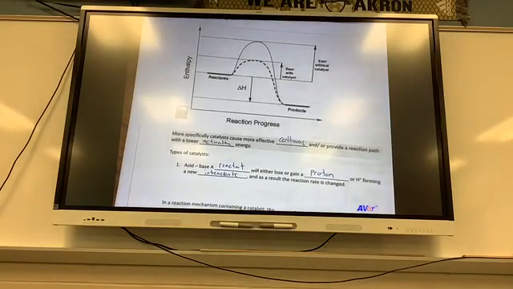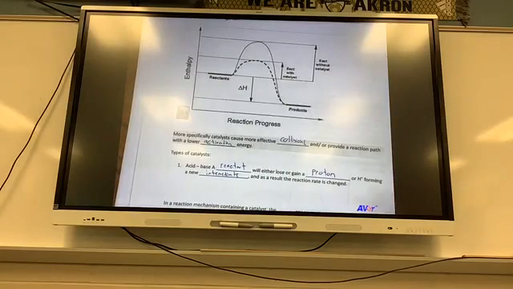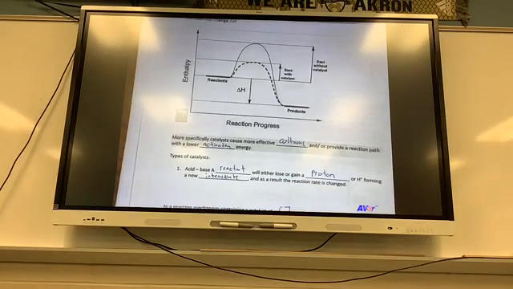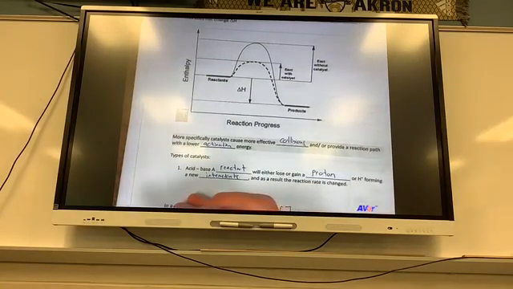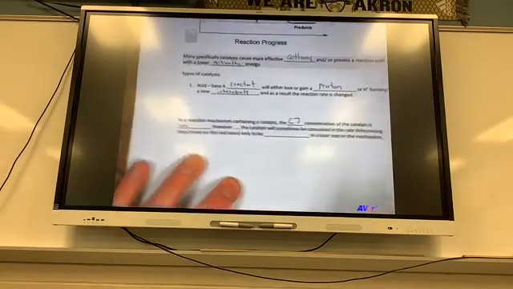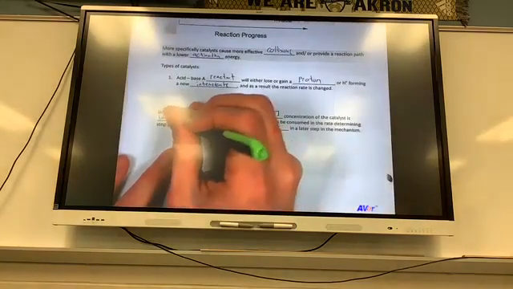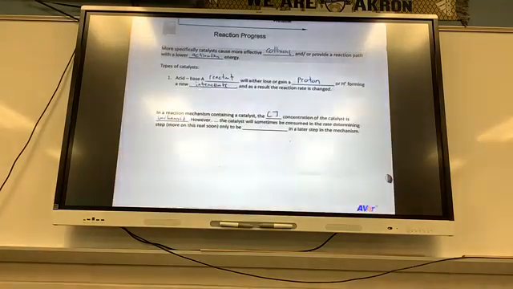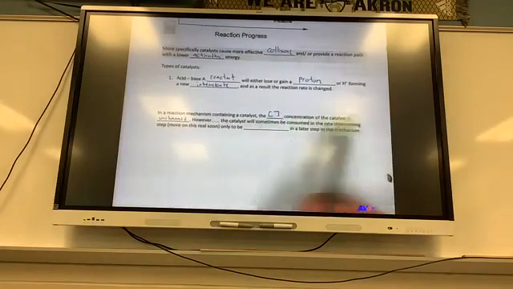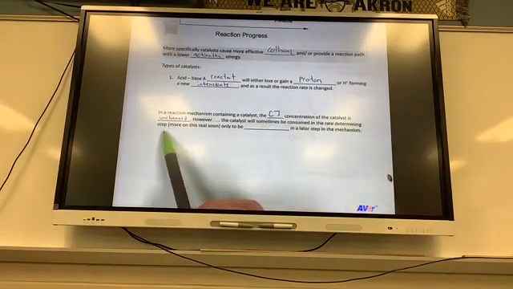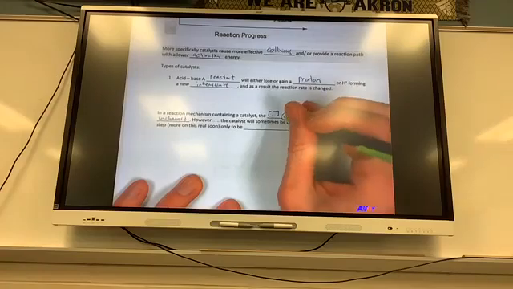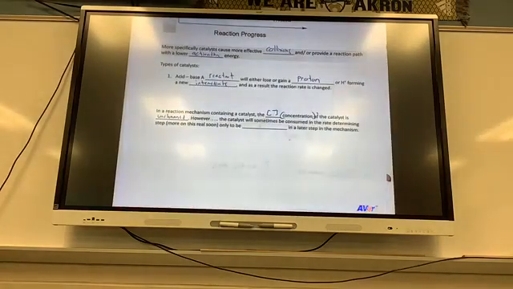In a reaction mechanism containing a catalyst, the concentration of the catalyst is unchanged. What are the two brackets? Concentration. That's always concentration. I'm just saying the concentration here. It's not a big deal. Here we go. Now are we happy?